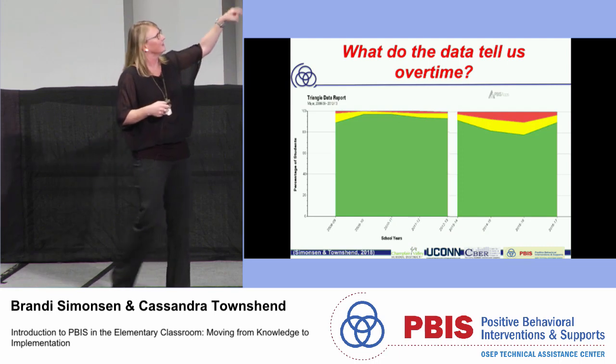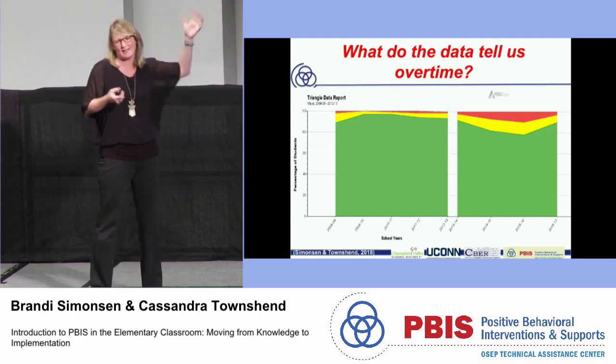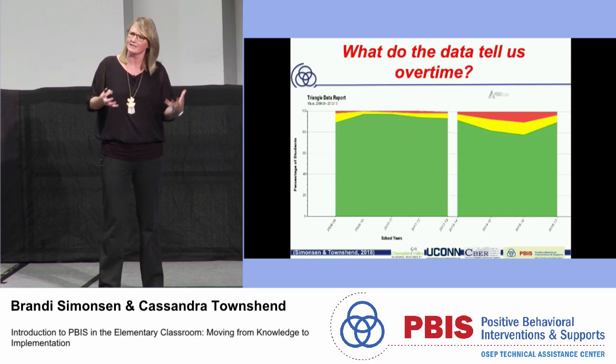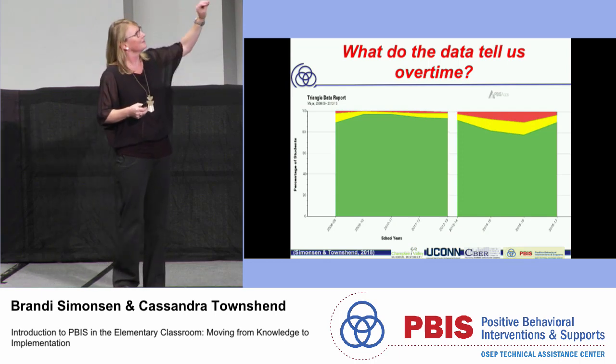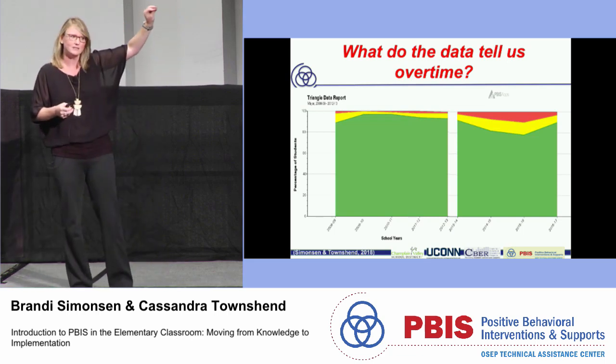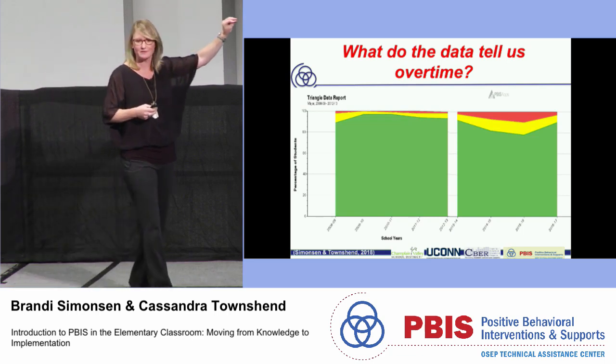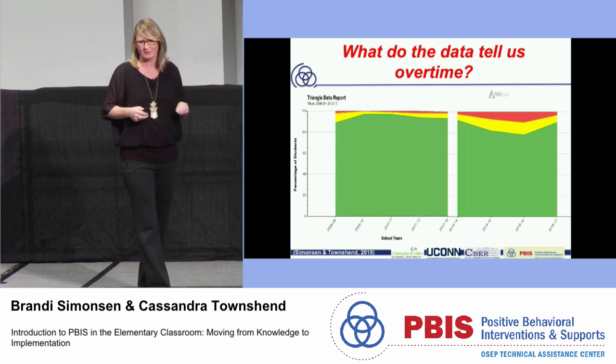interventions. The yellow represents the 10% to 12% of students who may need targeted supports. That's also 2 to 5 office discipline referrals. And then we had the red, which is really students who may need intensive levels of supports, 6 or more referrals.